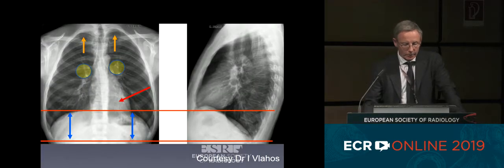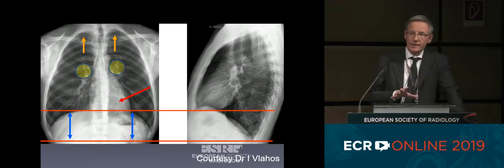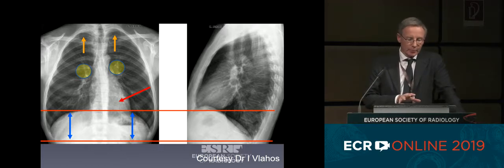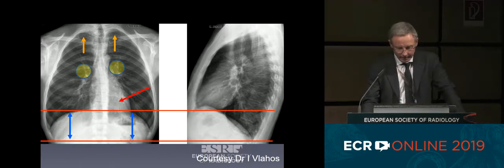This is courtesy of Dr. Vlahos, which summarizes the analysis of these hidden abnormalities. This is the most important slide in this first talk. So this is the one that you should take a photograph with your cameras, and use when you're back in your office.